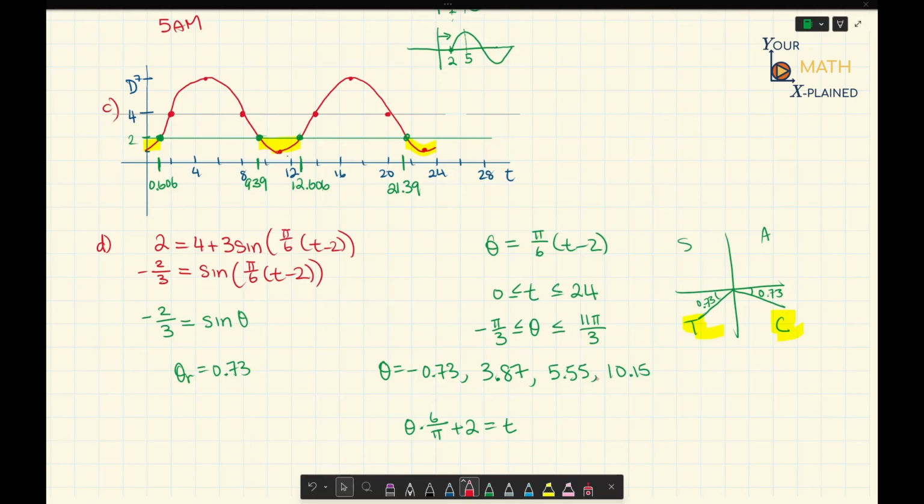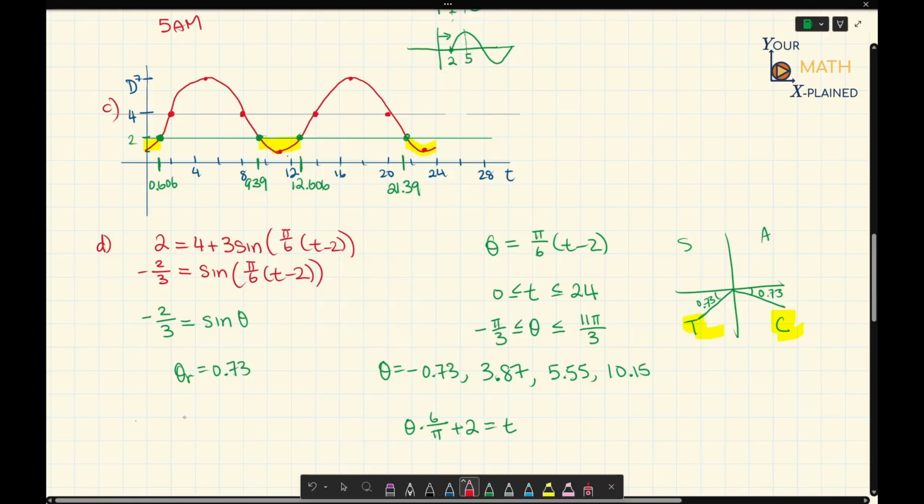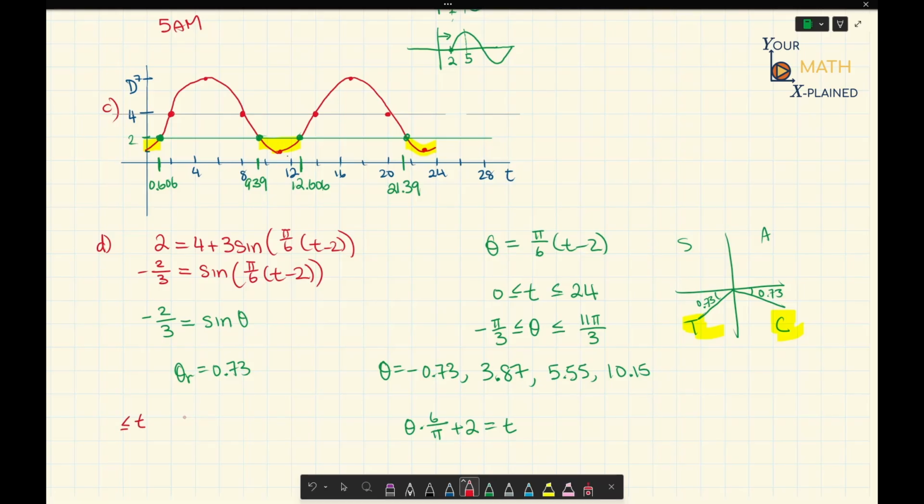the maintenance? That is going to happen when t is greater than or equal to 0, but less than 0.606. And they can do it when t is in between 9.39 and 12.606. And then the third interval is when t is greater than 21.39 and less than or equal to 24. So that would be our solution to part D.